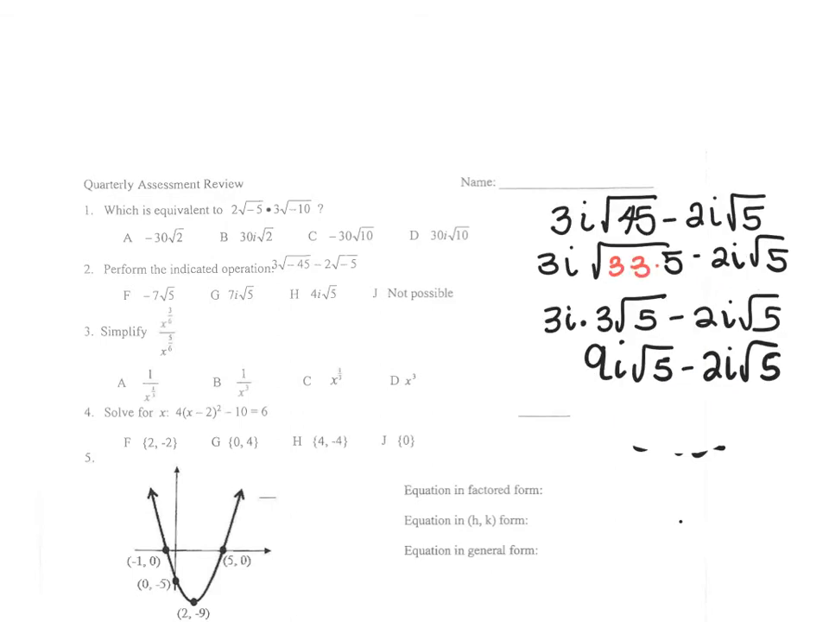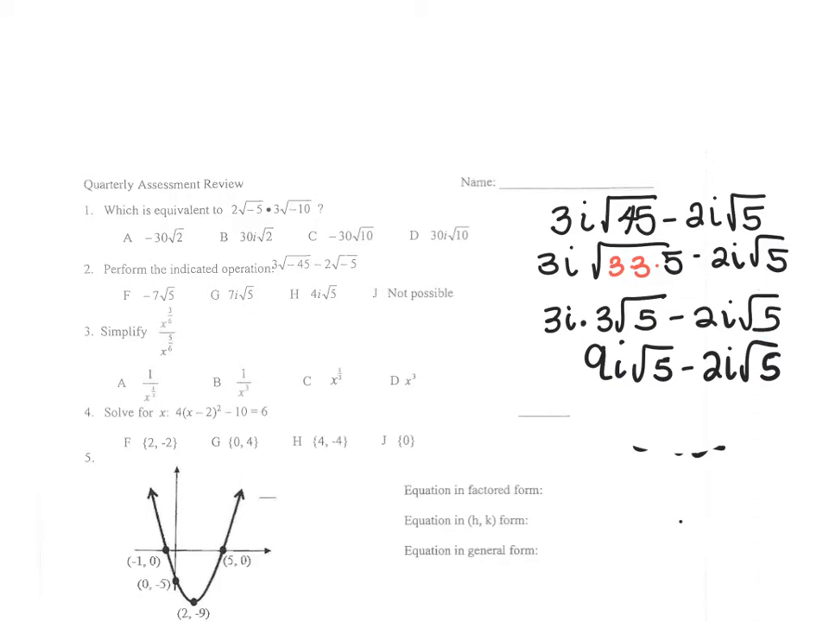All right, here is problem number 2. So we always bring our negative out of the square root as an i. So 3i square root of 45 minus 2i square root of 5. 45 breaks down into 3 times 3, which is 9, times 5. We want to bring that pair out and put that 3 on the outside. 3i times 3 is 9i square root of 5, minus 2i square root of 5.